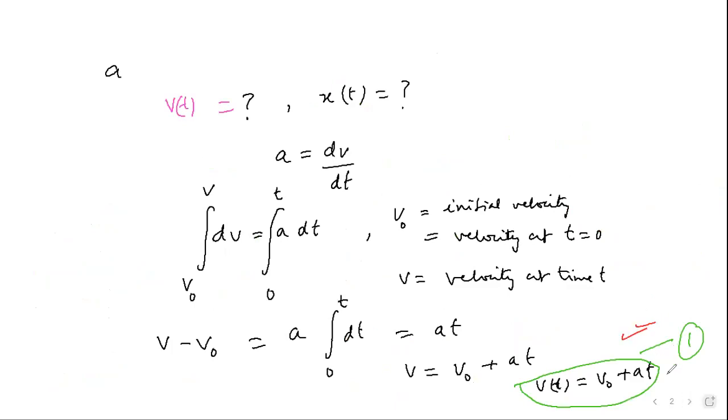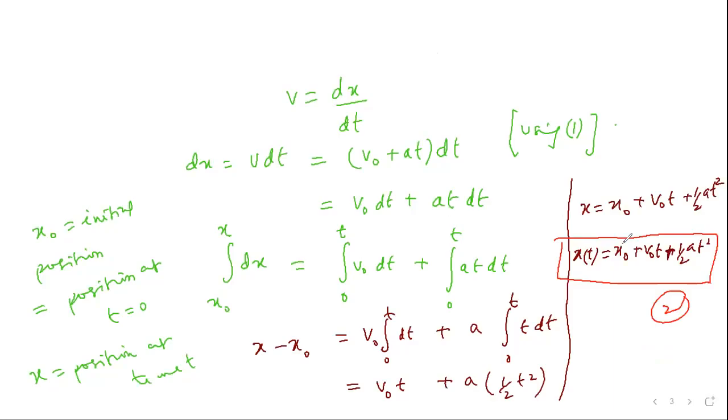So these two equations are equations of motion for a particular body moving in one dimension under the action of a constant force, because we have assumed the force is constant and therefore acceleration is also constant. Now, if the acceleration is not constant, the integrals which were appearing in these equations are more complicated to evaluate, right?